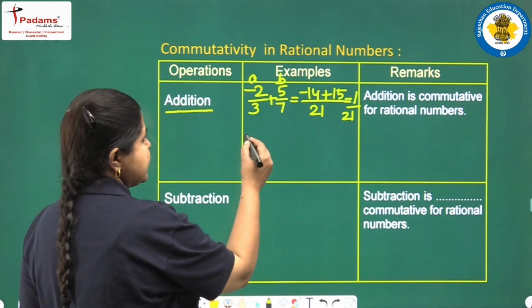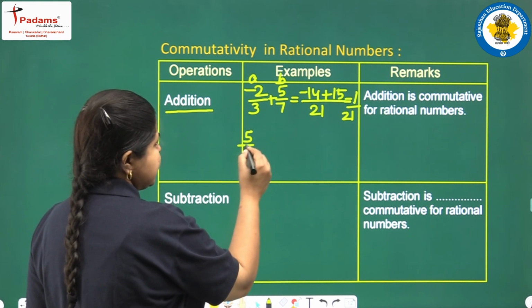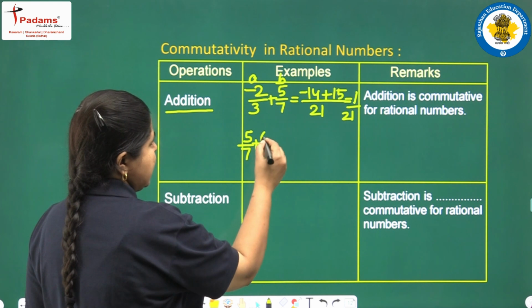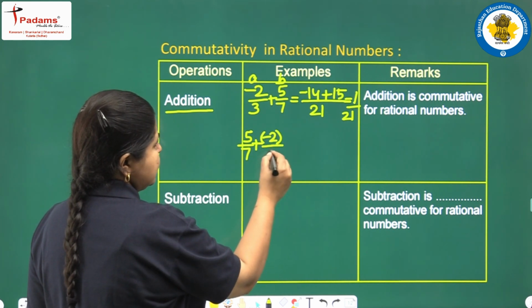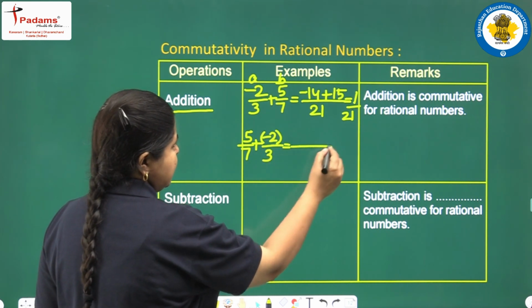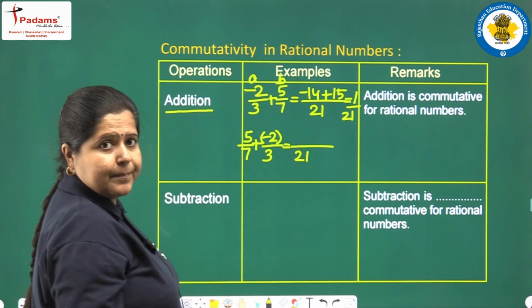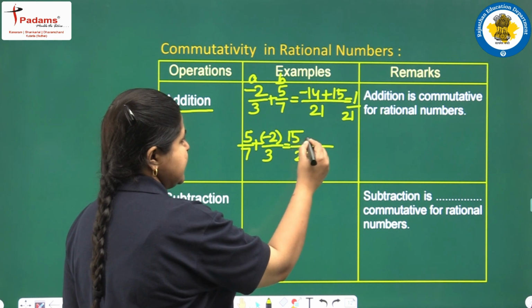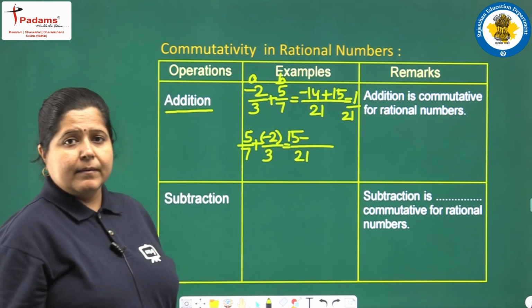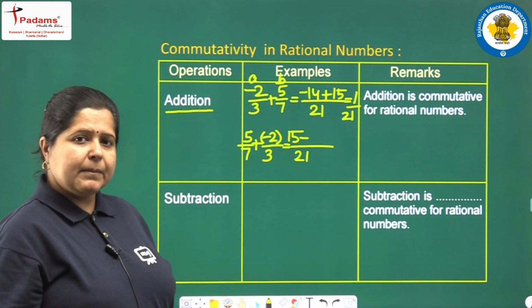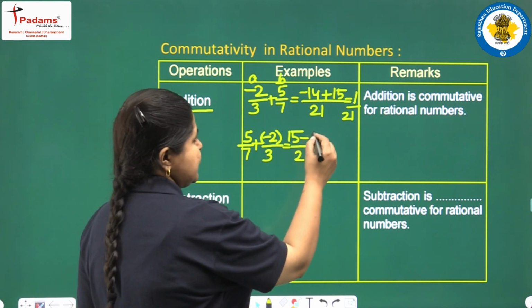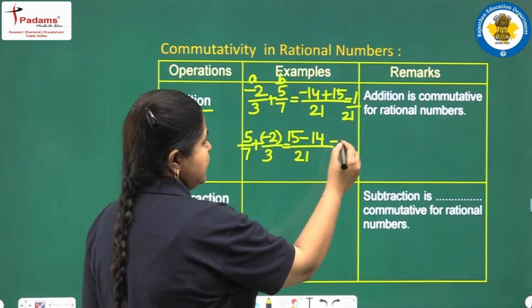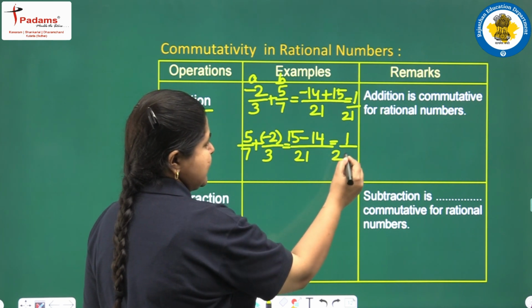Now let us reverse the order. 5 by 7 plus minus 2 upon 3. Again I get 21 as the LCM. 5 3s are 15. Plus and minus, whenever the two signs come, minus will take the place. 7 2s are 14. This will give me 1 upon 21.